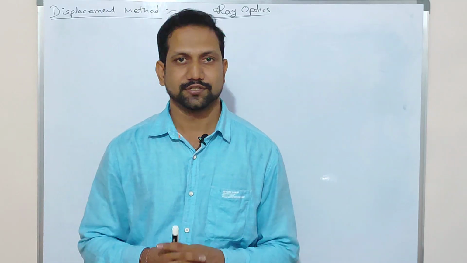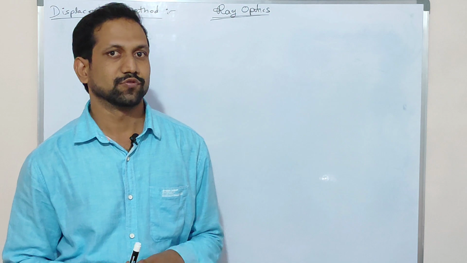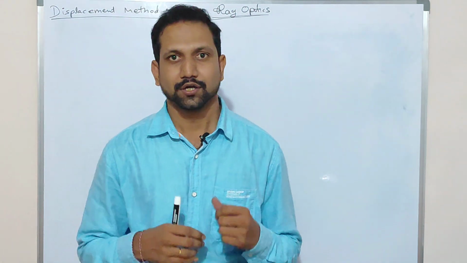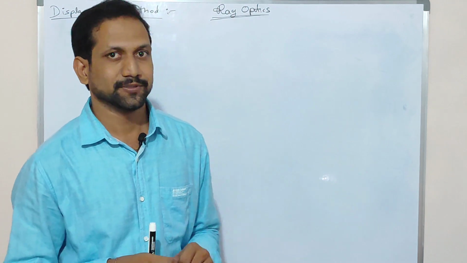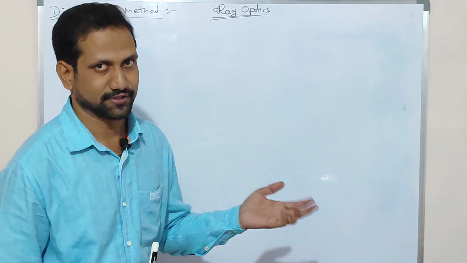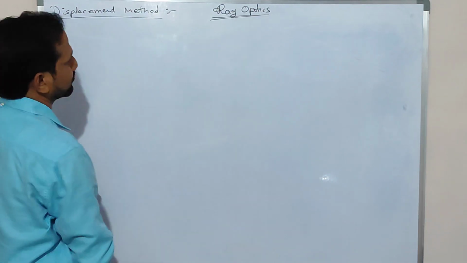Welcome students, today we will discuss the ray optics topic, displacement method. This method is generally useful to find the focal length of a convex lens or a plano convex lens, and it is not applicable for concave lenses or any other lenses. So we are going to have that explanation today, that is displacement method.